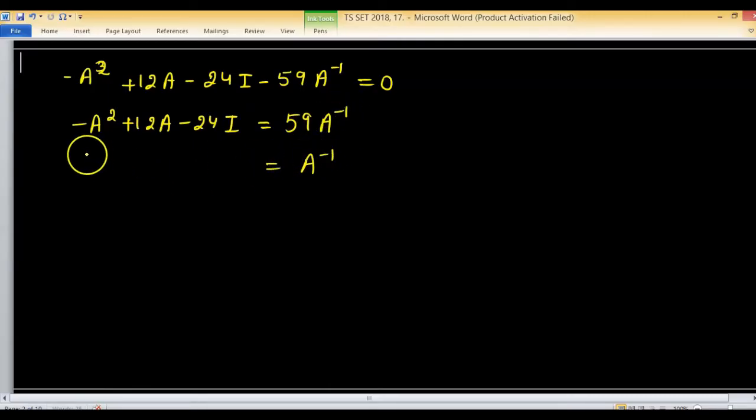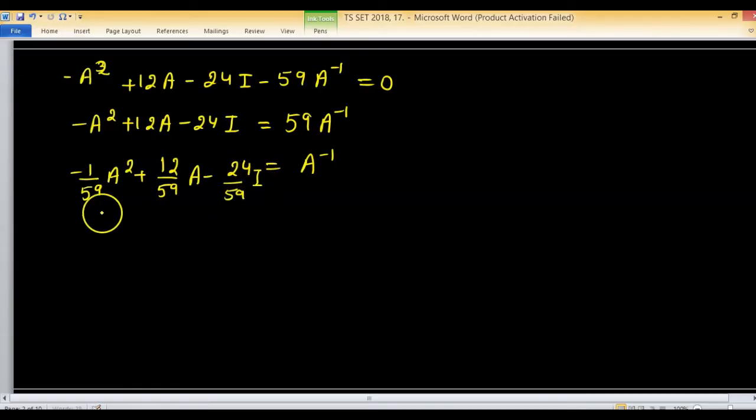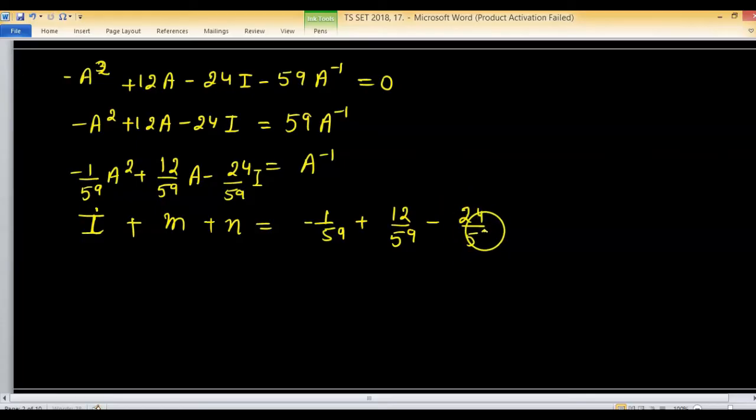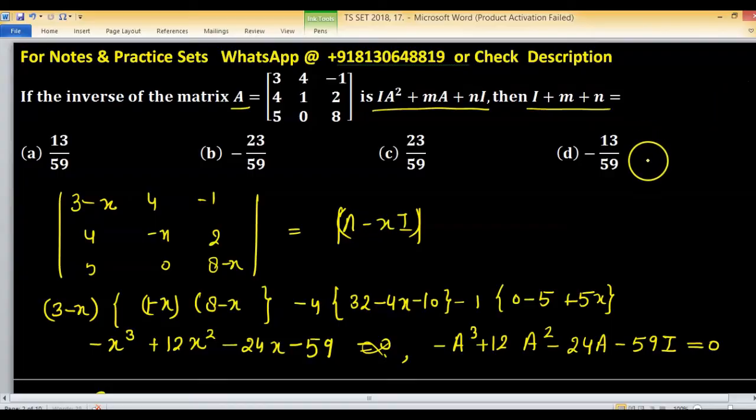And it is given A inverse can be written as minus 1 upon 59 A square plus 12 upon 59 A minus 24 upon 59 I. So this is the value of L, this is M, and this is N, and we have to add all these. So minus 1 upon 59 plus 12 upon 59 minus 24 upon 59. After simplifying this, we have minus 13 upon 59. So which option is giving this?